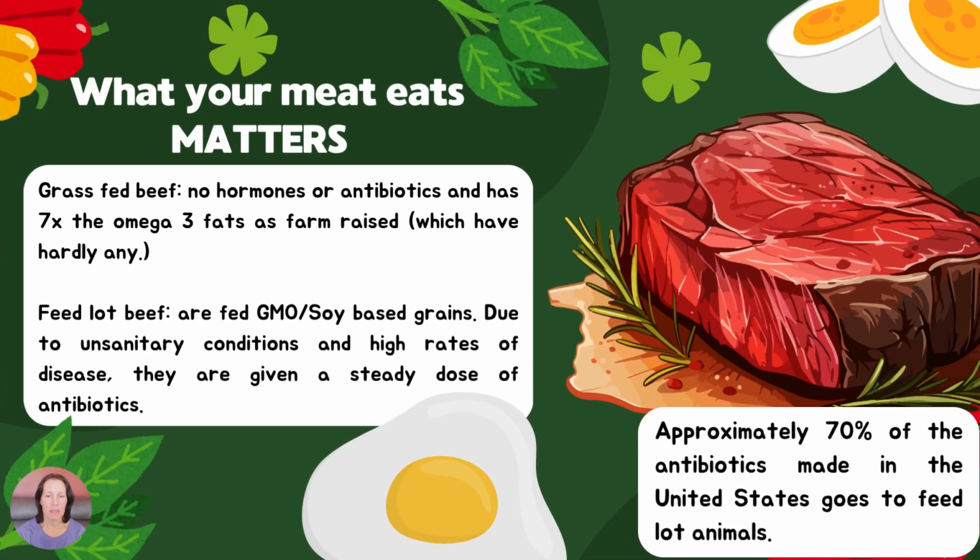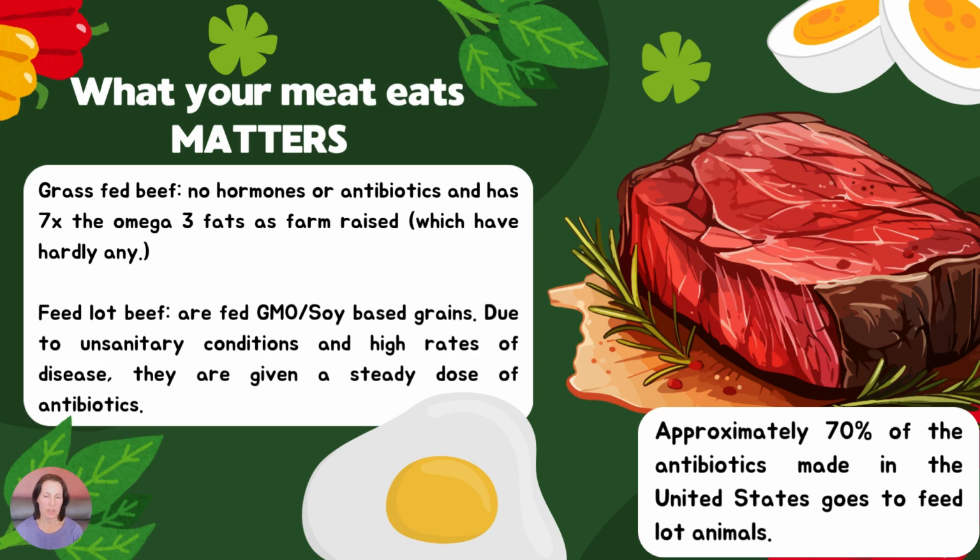So, where your meat eats matters. Why does it matter? Well, kind of like we talked about earlier with the stripping of the soils with our vegetables, and the fact that our current meat has less than half the iron content that it did a couple decades ago. You can get better quality meat. So, for example, grass-fed beef, they are not given any hormones or antibiotics. They have 7 times the omega-3 fats as farm-raised beef. So farm-raised beef really have hardly any.